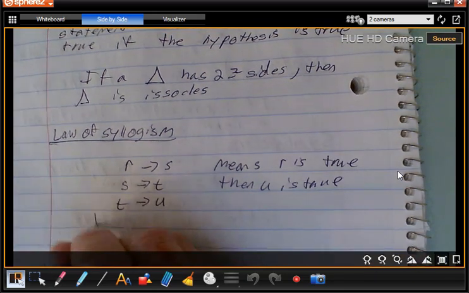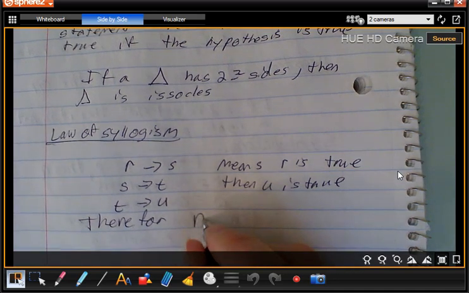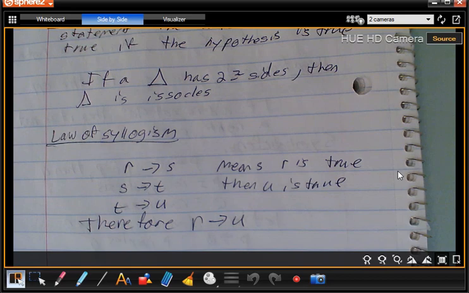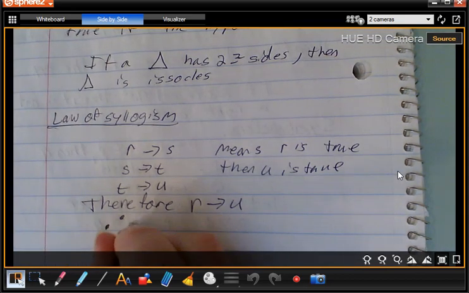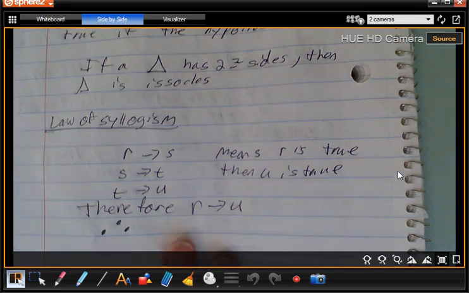So we do this, therefore R goes to U. That's a law of syllogism. And we sometimes see therefore as these 3 dots. It just means therefore. It's just a shorthand. You know, mathematicians love their shorthand.